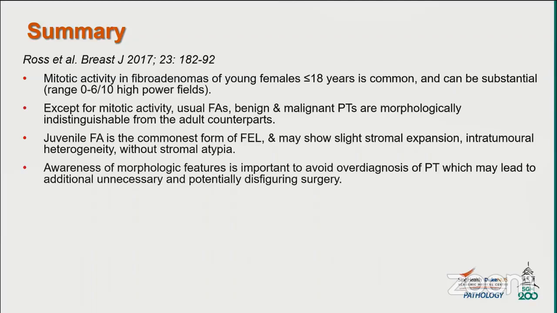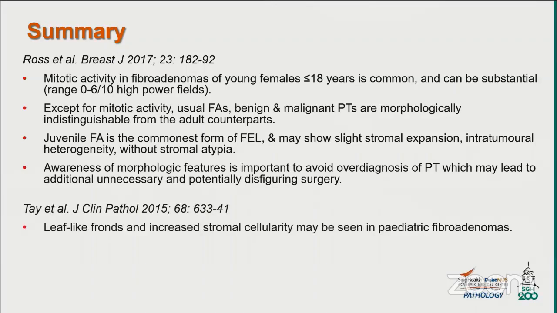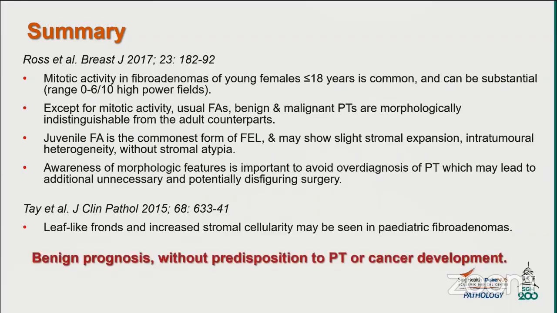The juvenile fibroadenoma is the commonest form of fibroepithelial lesion and may display slight stromal expansion, intratumoral heterogeneity without stromal atypia. And it's important that one is aware of these morphologic features to avoid overdiagnosis of phyllodes tumors, which may lead to additional unnecessary and potentially disfiguring surgery. And in our own study, we found that leaf-like fronds and increased stromal cellularity may be encountered in pediatric fibroadenomas.